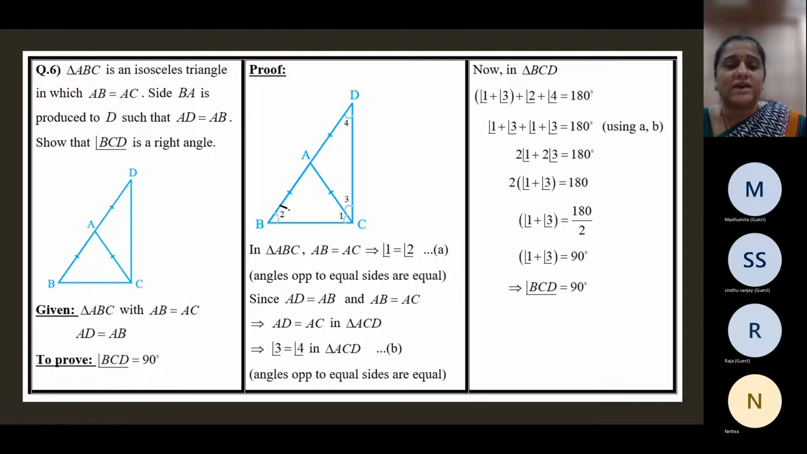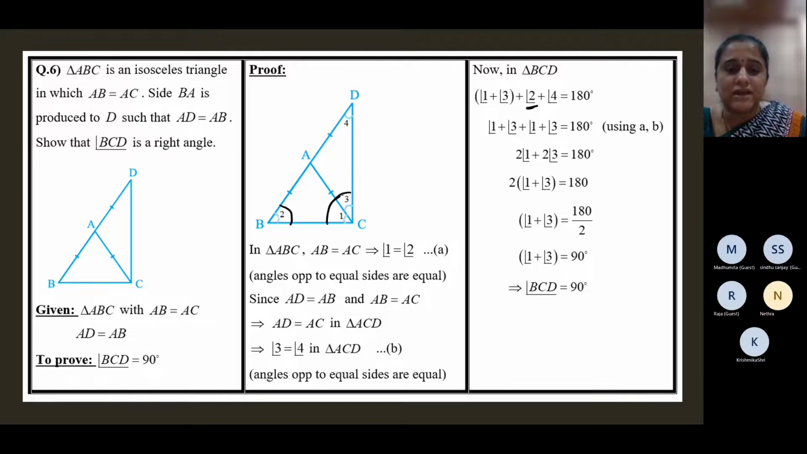Okay, so this is one angle, angle 2. It looks like 2 here, but there's only one angle of the triangle. 1 plus 3 is one angle. Then 1 plus 3 plus 4 plus 4. These are the three angles of the big triangle BCD.